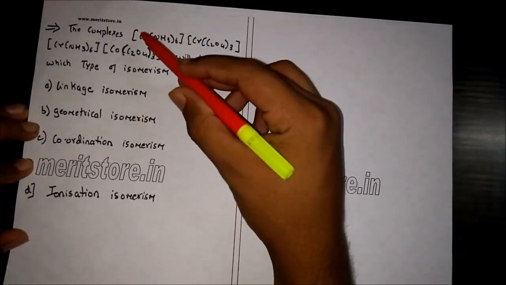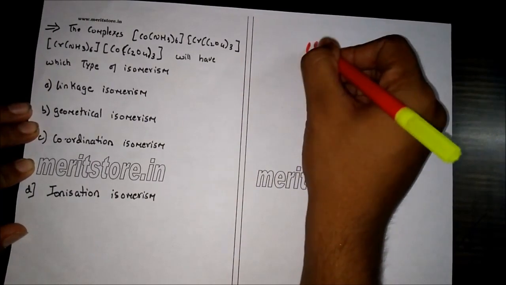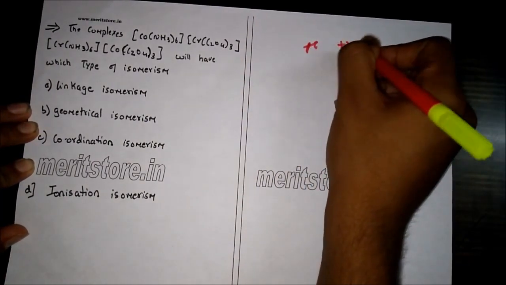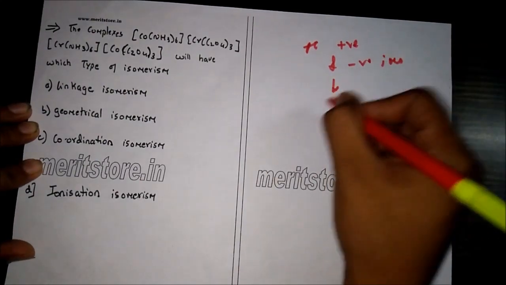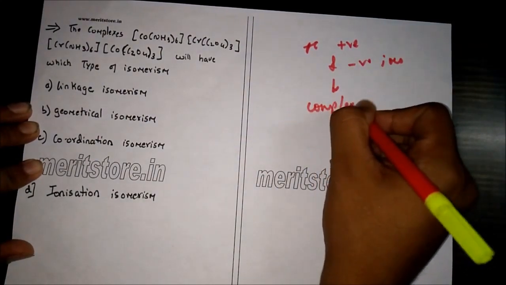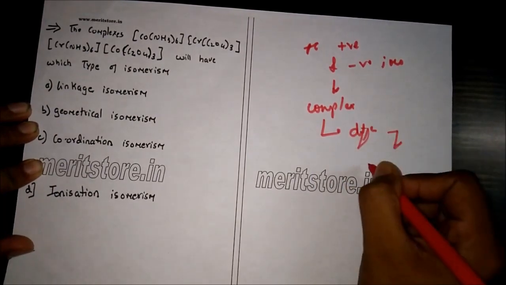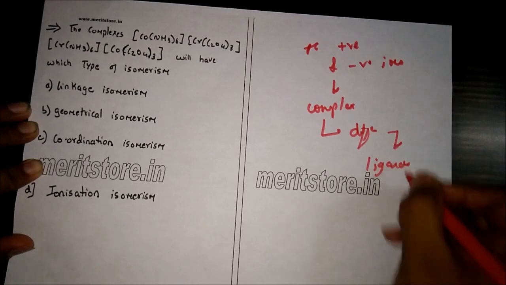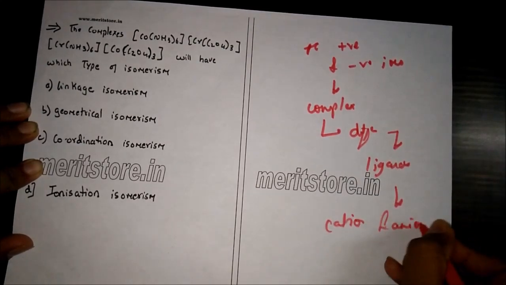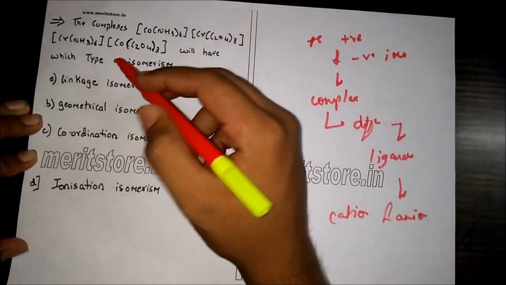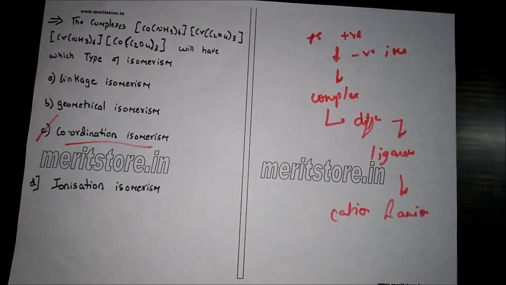Now this will have coordination isomerism, because coordination isomerism is possible when both positive and negative ions of a salt are complex ions, and the two isomers differ in the distribution of ligands in the cation and anion, which is happening in all the four complexes. Therefore they show coordination isomerism, which is the correct answer, option C.